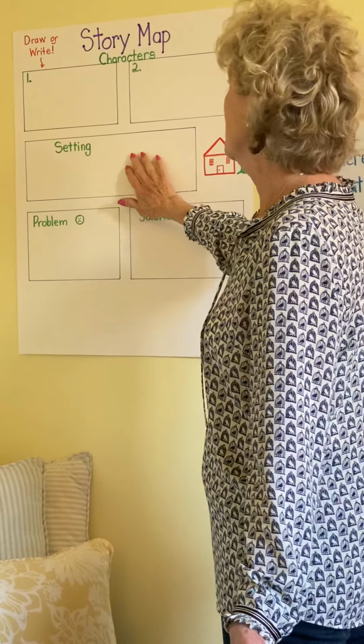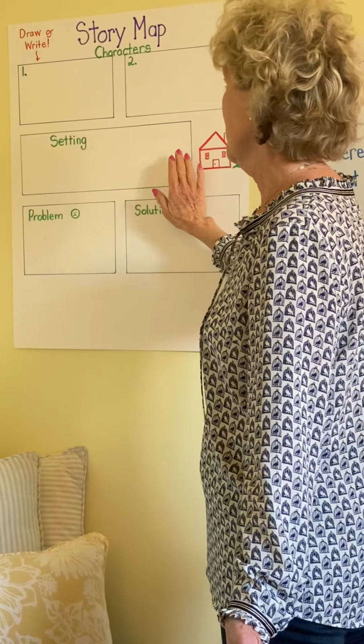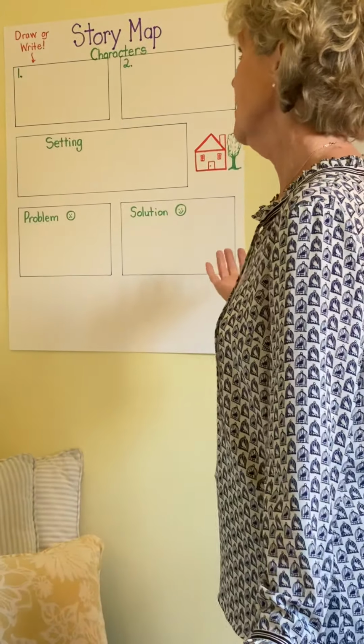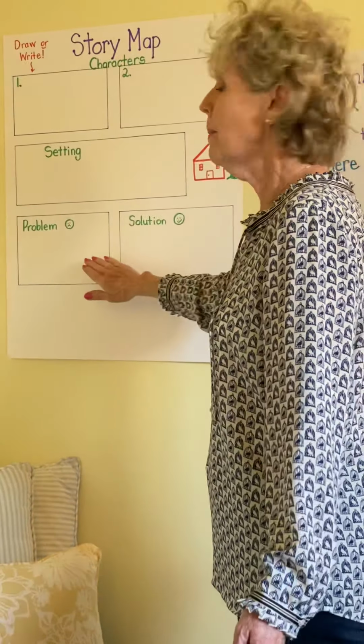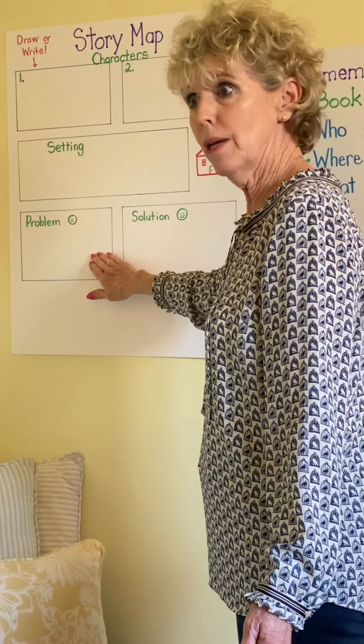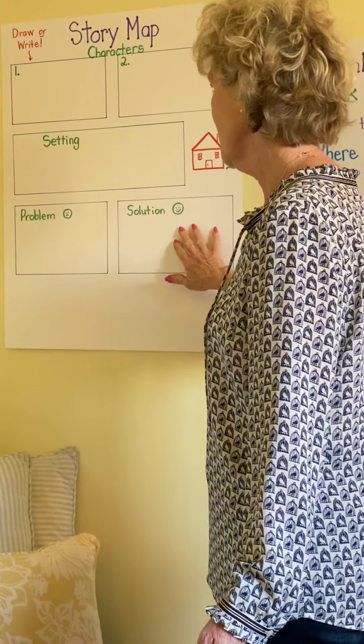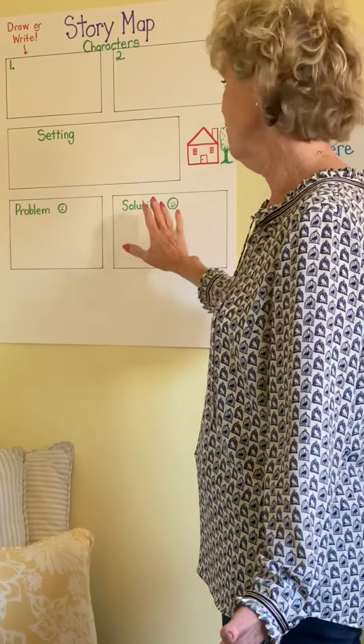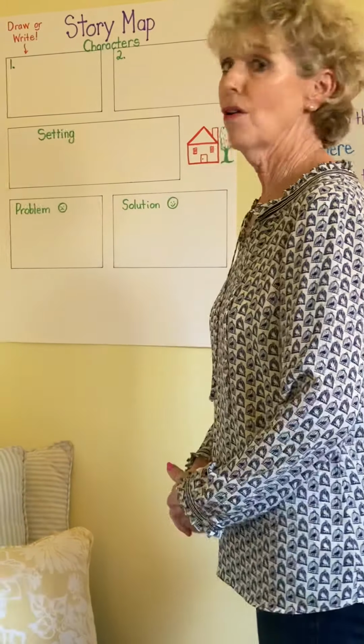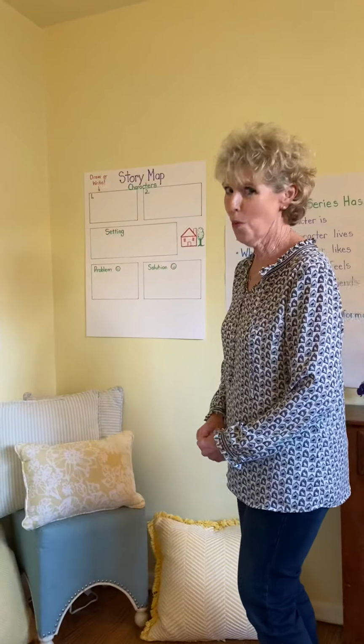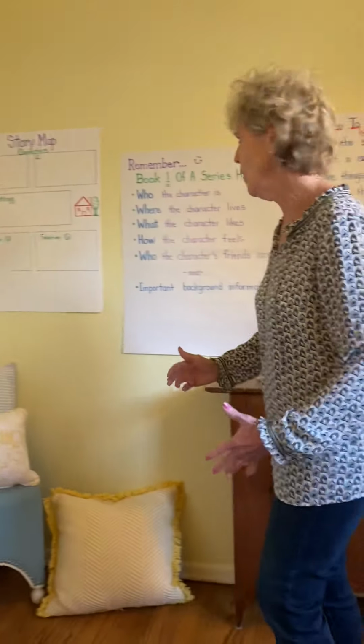Write what the setting will be for your story. Give details. Where is this taking place? Talk about the problem in the story and the solution. What happens in this adventure? You can even have a moral to your story if you want to. That's up to you. You are the author.